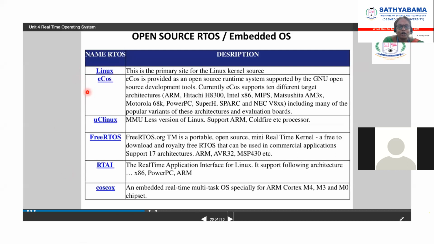And Linux, eCos, uClinux, FreeRTOS, RTAI, these are some RTOSs and where they are used. I told you already that ARM is very popular in embedded applications like smartwatches, Apple phones and all. So some of the RTOSs use this. Apart from that, we have Hitachi, Intel, Motorola. These are other concerns using RTOSs.